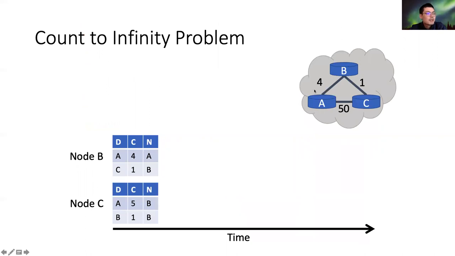But let's assume that now you have another change. Suddenly this becomes super slow for some reason. Maybe E and F are sending lots of things that have to be routed through A and B. This becomes 60. Then what will happen? Let's take a look.